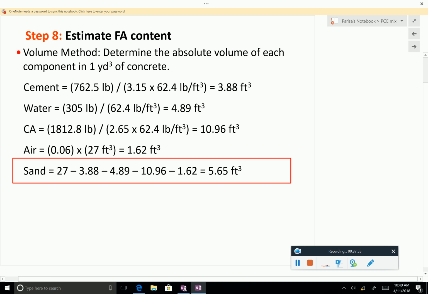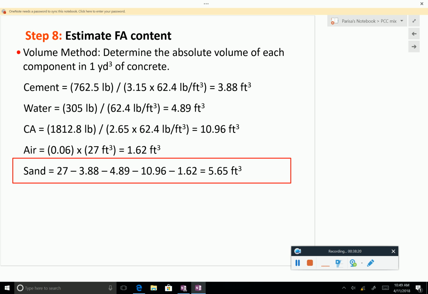So the whole thing is 27 cubic feet, then water, coarse aggregate, and air. And you see that the air is not insignificant in terms of volume. I hope you will pay attention that the air is not really insignificant.